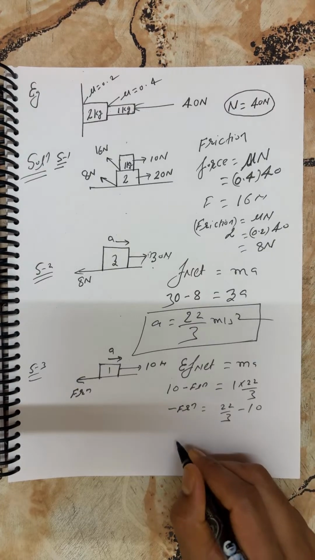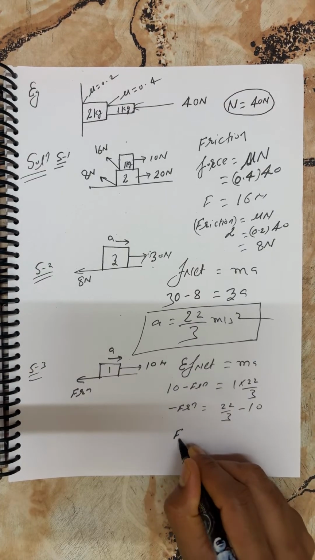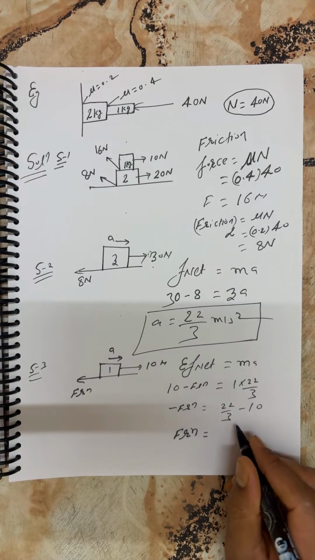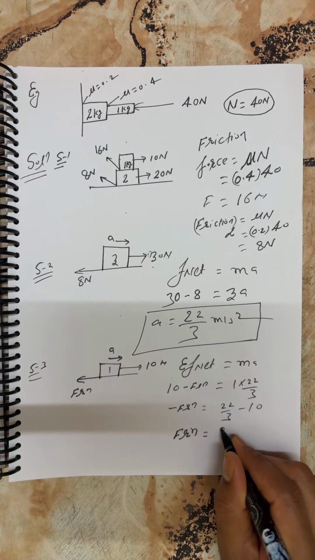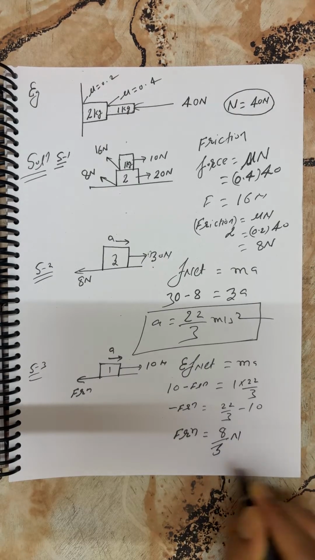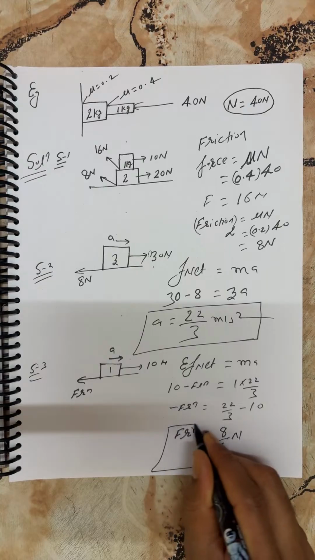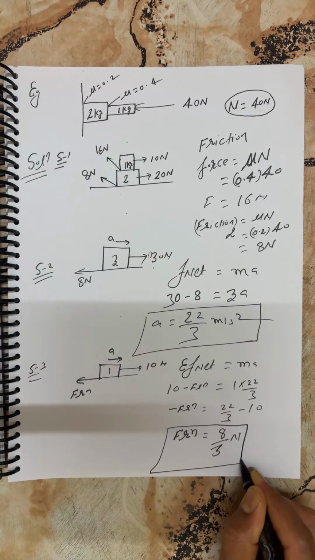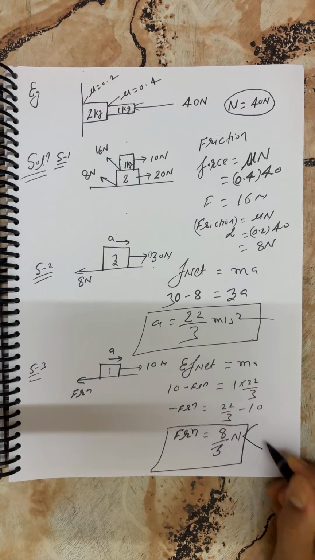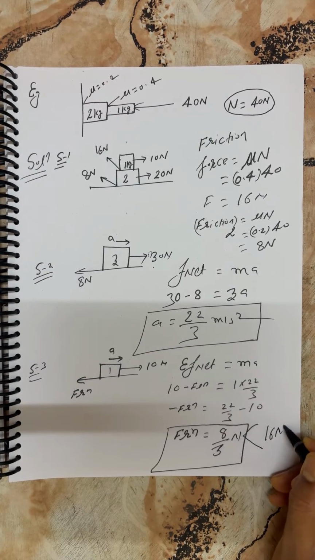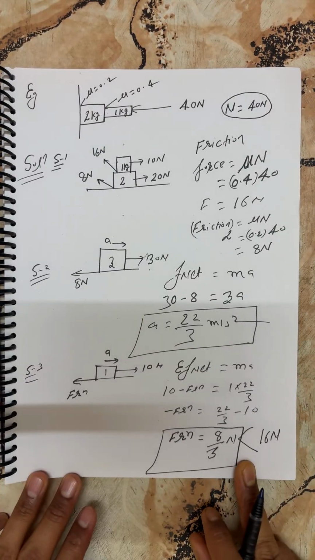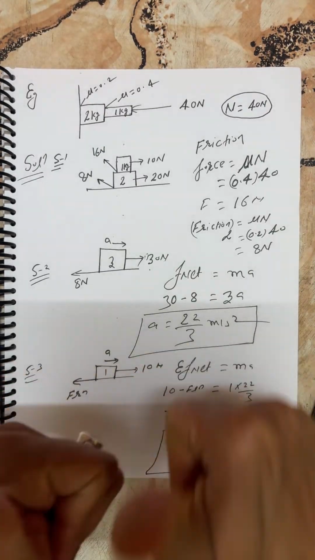Am I right, students? Tell me if my calculation is correct or not. If you are present in the live session, please respond to me: 8 by 3 Newton. Friction is equal to 8 by 3 Newton. Perfect, which is less than 16 Newton friction, what we considered.